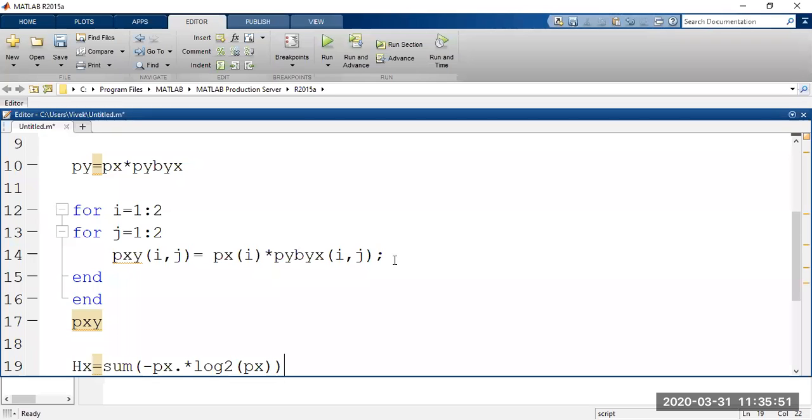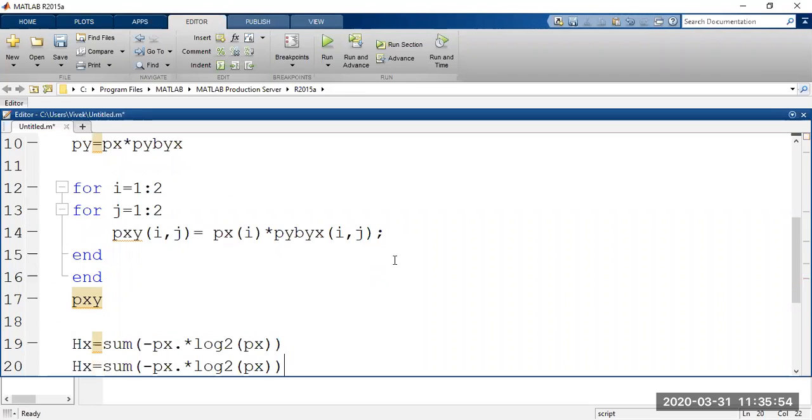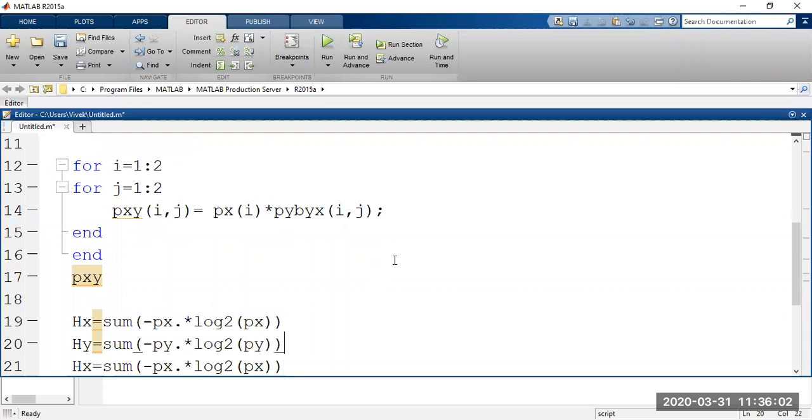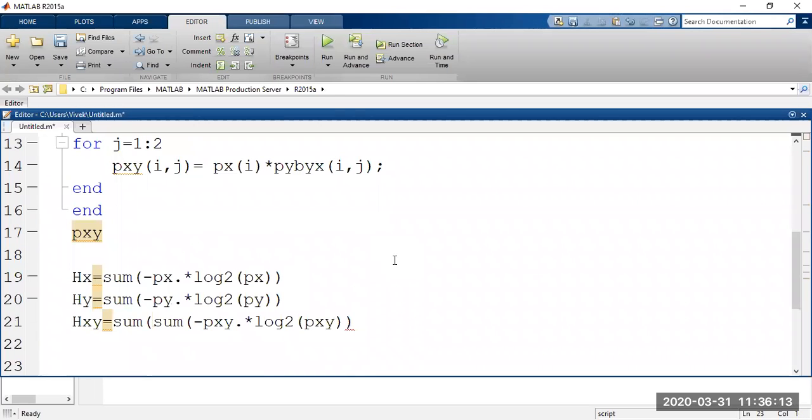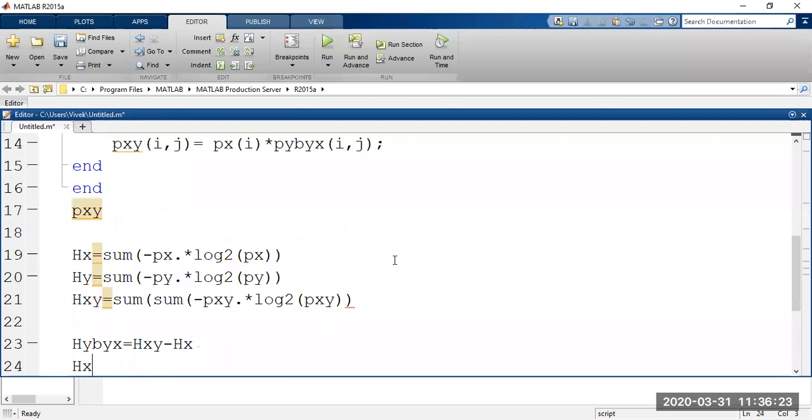So I'm going to just copy paste this because we don't have much time. So P of y is equal to h of y is equal to P of y into log to the base 2 y. And then remember, for x comma y you have to use two summation signs, and P of xy and then P of xy. Now what is h of y by x? It is simply h of x comma y minus h of x, and h of x by y is equal to h of xy minus h of y.